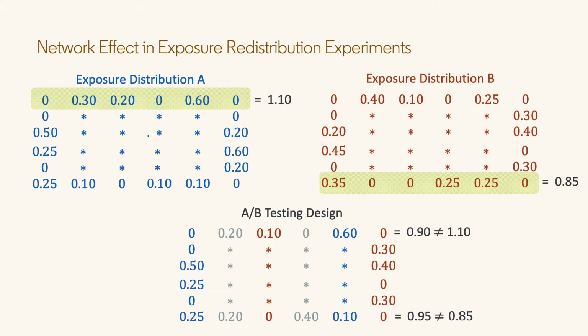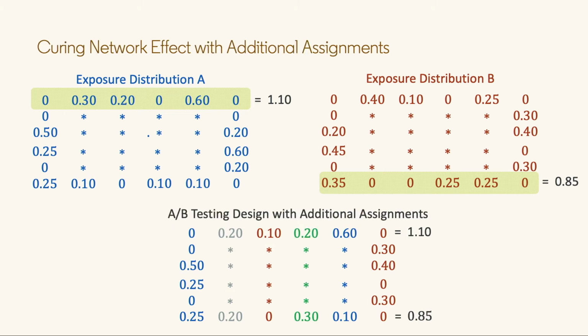So what do we do? Well, we can cure this issue by assigning treatments to members that are not assigned yet. Here in this example, those are the gray columns, which are the second and the fourth column. And we can assign a new treatment to them in a way such that the row sums match, right? So we can correct those mismatches by assigning some values. In this case, we assign 0.20 to the first entry of the fourth column and 0.30 to the last entry of the fourth column so that we have the total exposure matching.